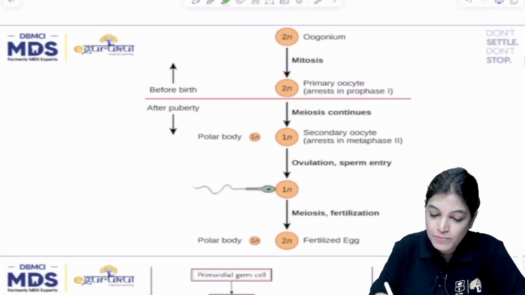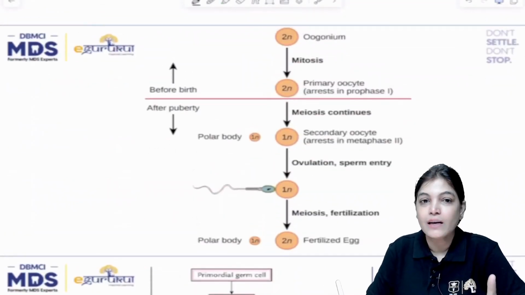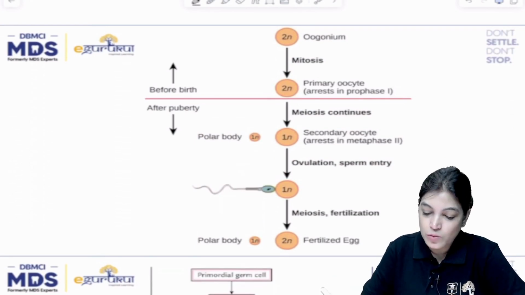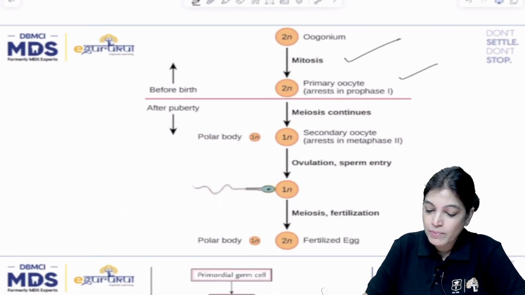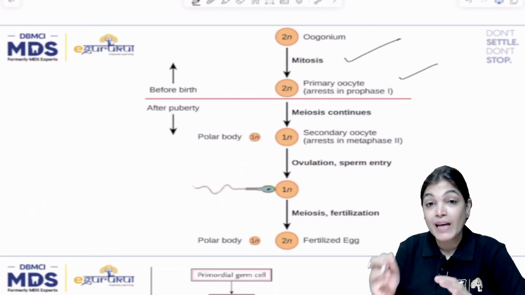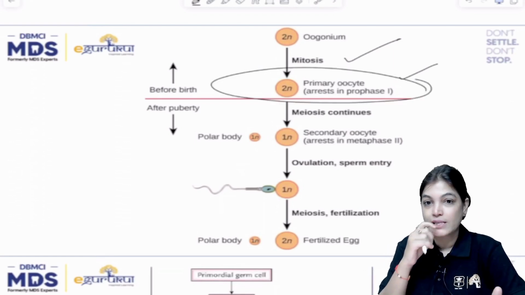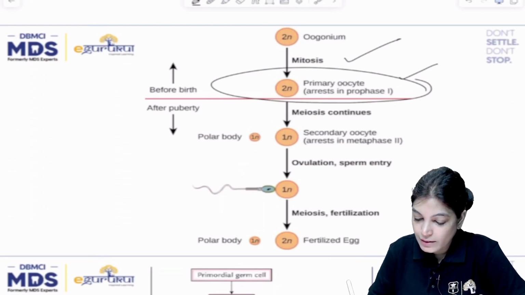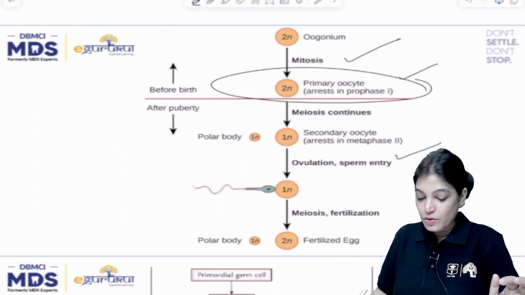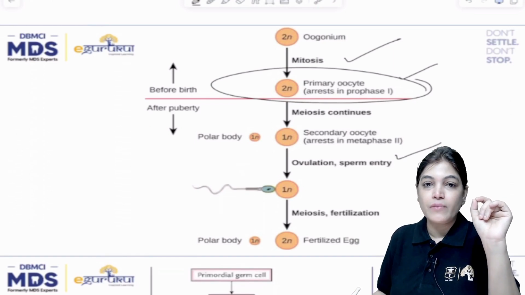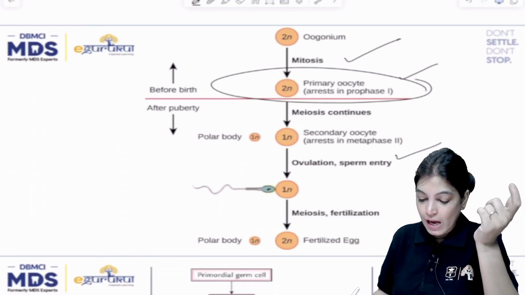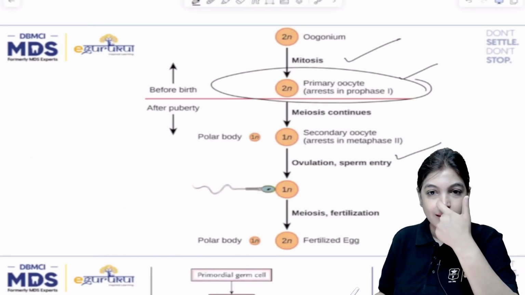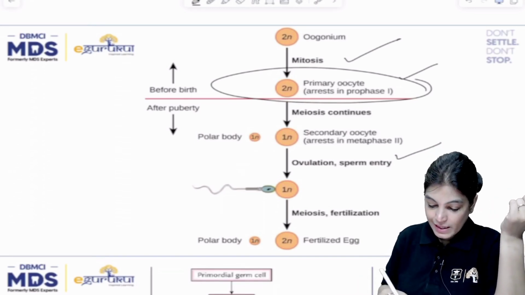So in brief you can see before ovulation, exactly, if we talk about it, in puberty ovulation starts, but before birth only the oogenesis process starts. After mitosis, the primary oocyte is released, that is arrested in prophase 1, which was asked in the MCQ. Thereafter, first polar body is released, meiosis continues. Now, secondary oocyte is arrested in the metaphase 2 stage, and that will complete just with the ovulation, and after that the fertilization occurs and the second polar body is released.